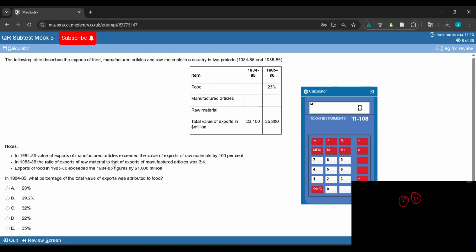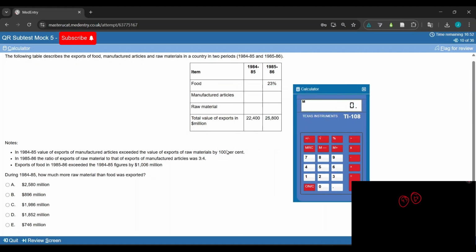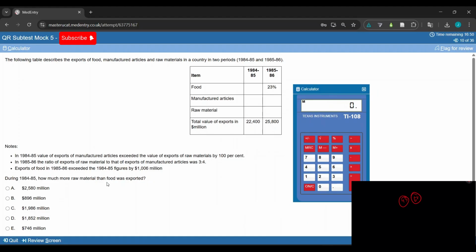In 1984-5, what percentage of the total value of our exports was attributed to food? Food in 1985-86 exceeded. Okay, so 25800 times 0.23, and then subtract that by 106, divide that by 22400, 22%. 284.5, how much more raw materials were than food was exported.